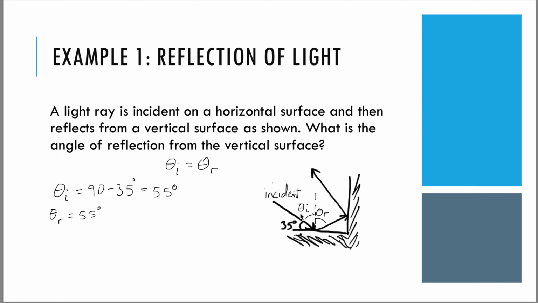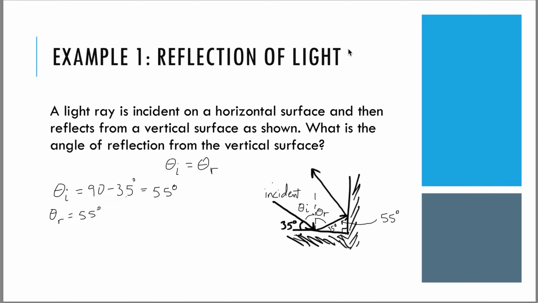Our angles add up to 90. In a triangle, angles add up to 180. So if this is 55 here, then we know that this is 35 over here. And then we have a triangle here. This is 90 here, because these are 2 perpendicular surfaces. Then we know that this angle over here is also 55. It's the 90 minus 35.